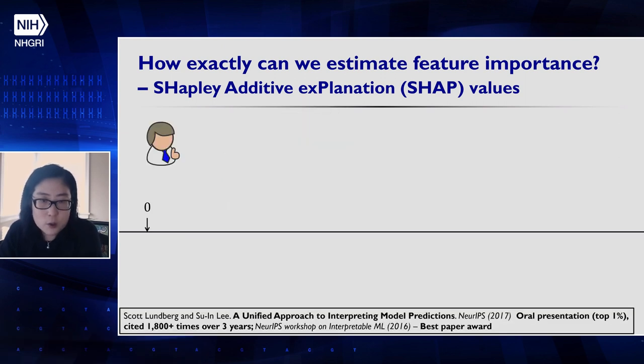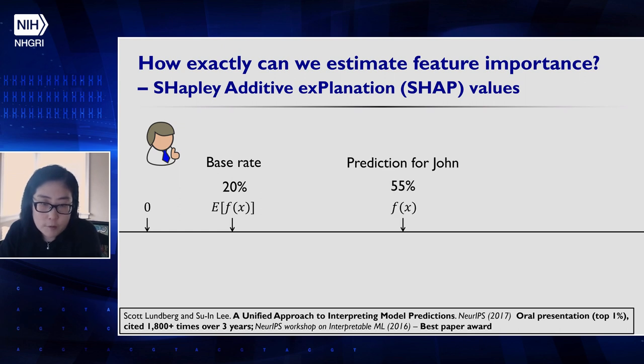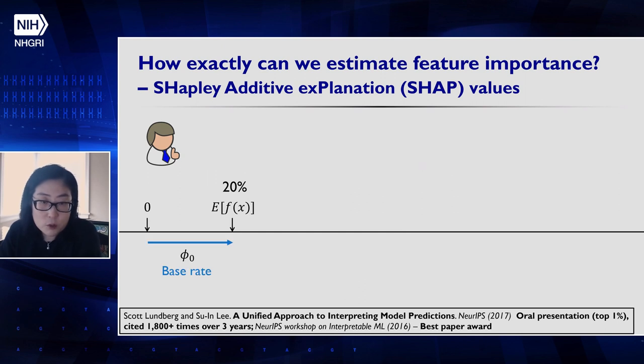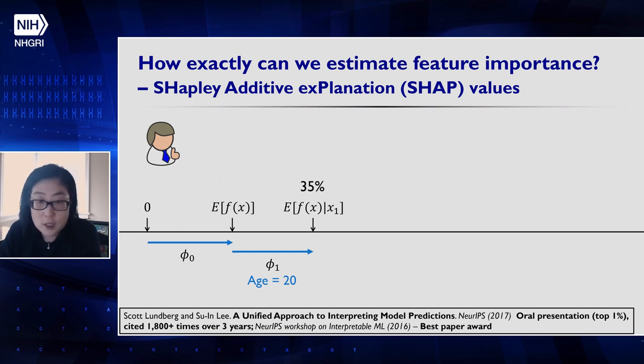Okay. So to explain his denial, it is important to start with the base rate of loan repayment problems. What is the chance that any loan is declined? It's denoted here by the expected value of the model's output. And then to explain John's risk, which is 55%, we need to explain how we got from the base rate to his rate, and that's going to give us explanations. So to do that, we start at the expected value of the model output. And then let's say we condition on a single feature of John, which is age. Since this increased John's risk by 15%, we attribute that increase to John's age. That's how important age is.